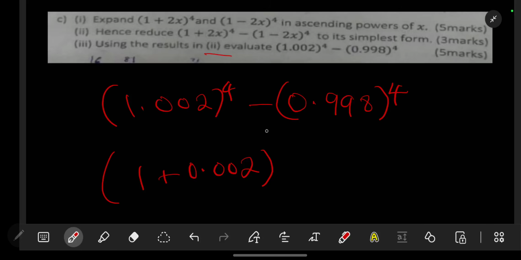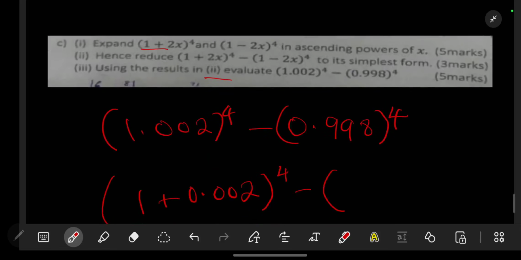0.002, it will give you that power, this. Now if you look at this, how can you have this number? So the key is you want it to look like this. You want it to look like this.